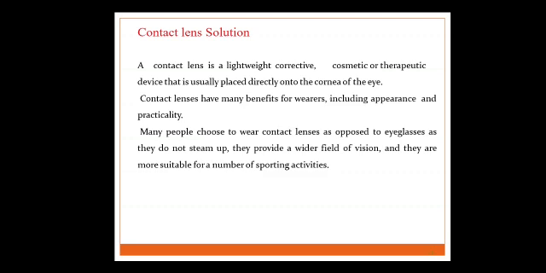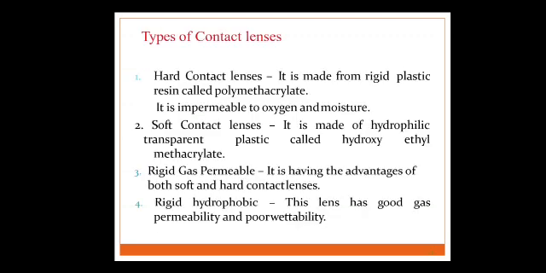Contact lenses are usually made of polymethyl methacrylate, which is a hard hydrophobic plastic. Nowadays, some softer hydrophilic lenses are also used. Types of contact lenses: there are two to four types of contact lenses. First one is the hard contact lens and second one is the soft contact lens. These are the two main types. Now, first of all, we will see the hard contact lenses.